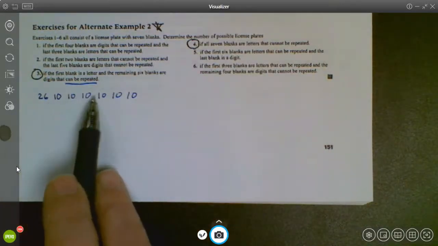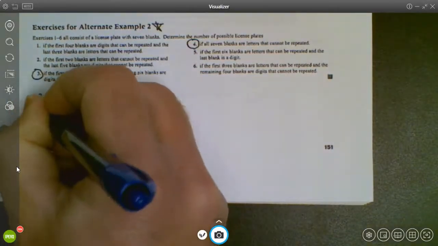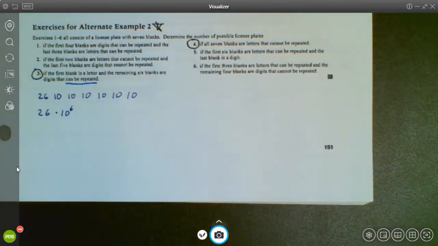So 1, 2, 3, 4, 5, 6. So we got them all. Obviously, that's 10 to the 6. You could write it that way if you wanted to. We could certainly write it that way as well, but real simple, we could multiply that together, and that would be it. That would be the total possible number of license plates.